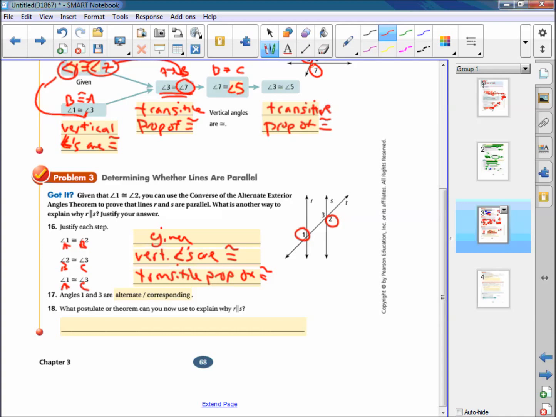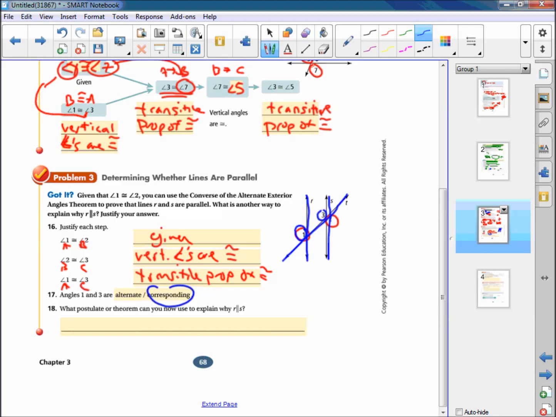And then angles 1 and 3 are, well, let's see. They're both on the left side of the transversal T. So there are our parallel lines, R and S. T cuts across it, and they're both on the left side. So these are corresponding angles. And then which postulate can we now use to explain why R and S are parallel?